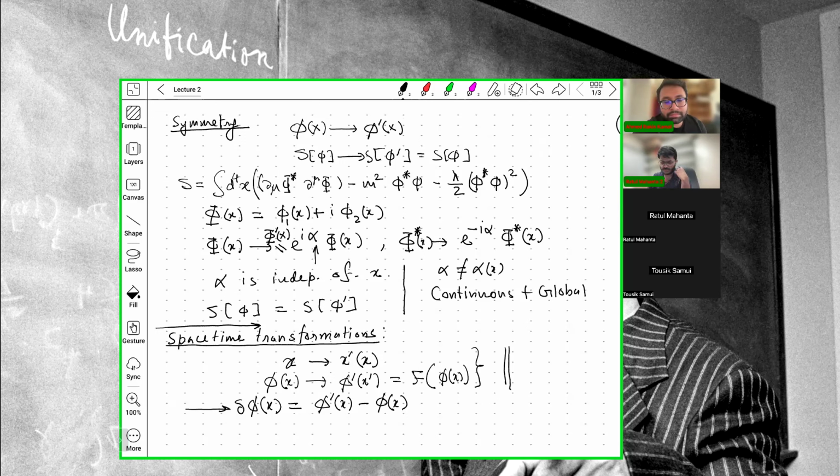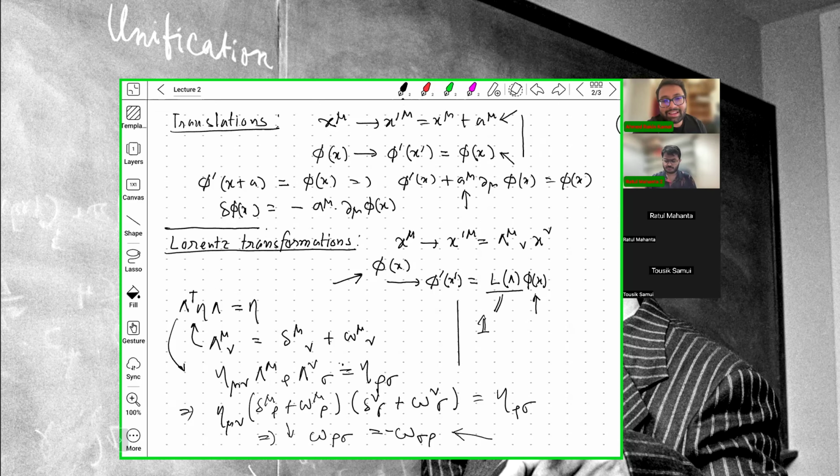Translation. Well, the parameters are mu. They are independent of x. So for gauge transformations, the parameter should be local. If you define gauge transformations that way, then it's not a gauge transformation.